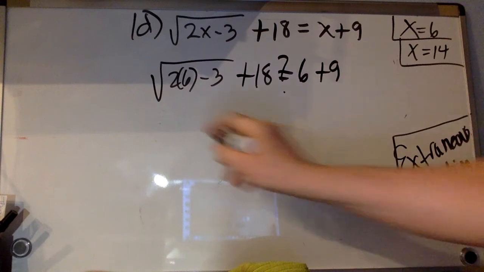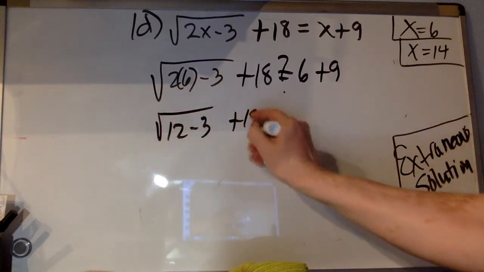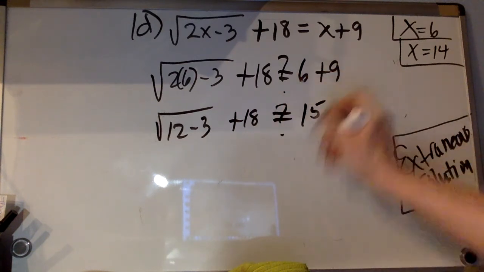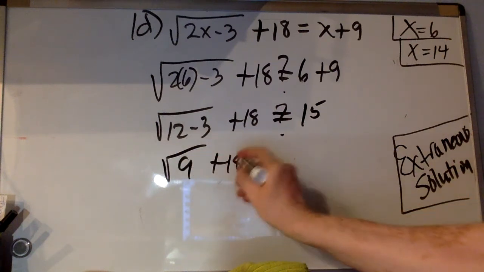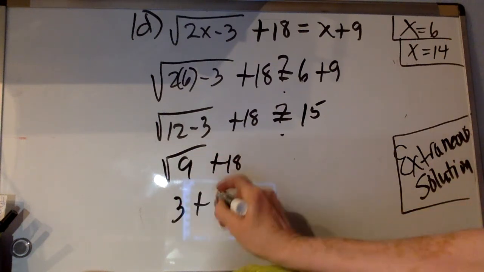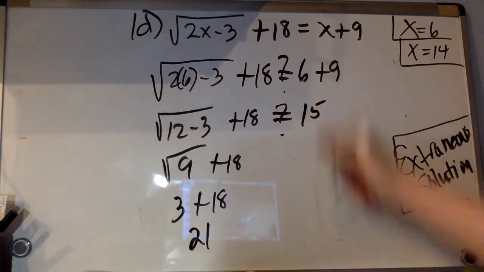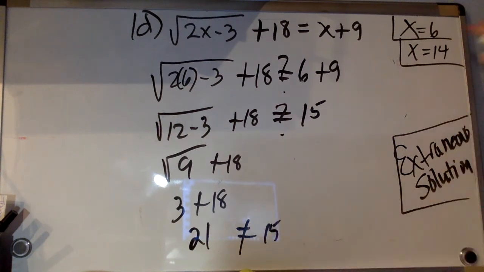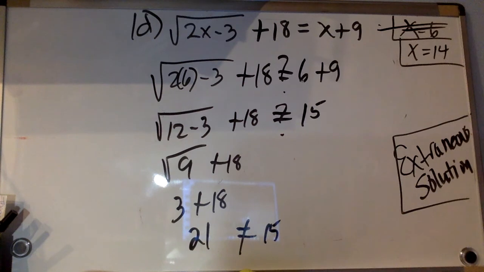So this is the square root of 12 minus 3, plus 18. And does that equal 6 plus 9, which is 15? So the square root of 12 minus 3 is the square root of 9, which is 3, plus 18. And that gives us 21. And 21 is not equal to what I have on the other side, which is 15. So 6 is an extraneous solution. I don't count it. I can't use it.